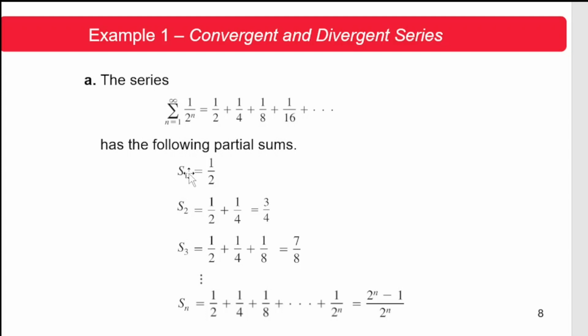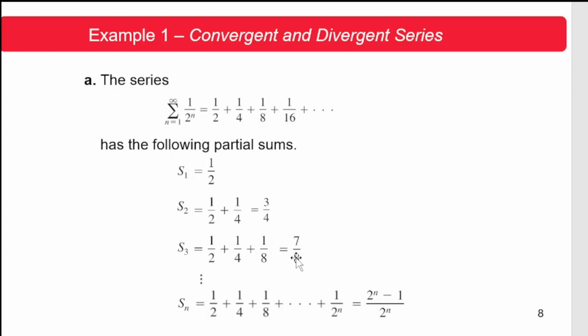Based on these partial sums, from the first partial sum to the third partial sum, the sum has a certain pattern. The numerator is always 1 less than the denominator. So 1/2, same as 3/4, so 3 here is always 1 less than its denominator.